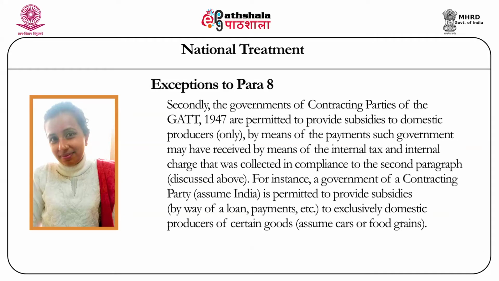Secondly, the governments of contracting parties of the GATT 1947 are permitted to provide subsidies to domestic producers only by means of payments of such subsidies that the government may have received by means of internal tax and internal charges that were collected in compliance with the second paragraph. For instance, a government of a contracting party, assume India, is permitted to provide subsidies by way of a loan or payments, etc., to exclusively domestic producers of certain goods, assume cars or food grains.